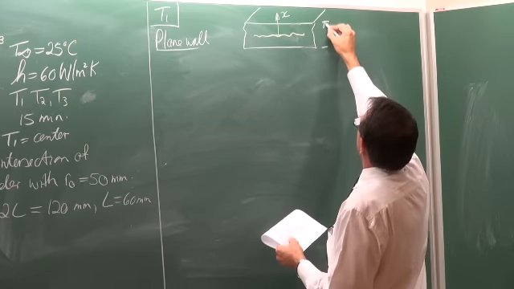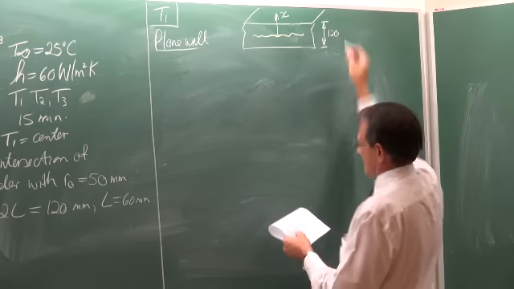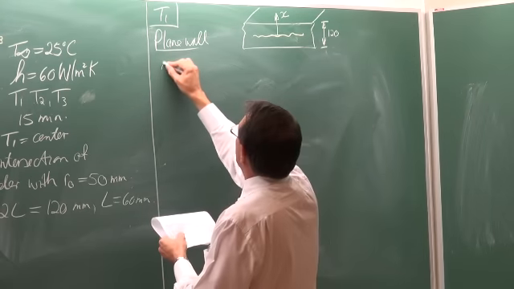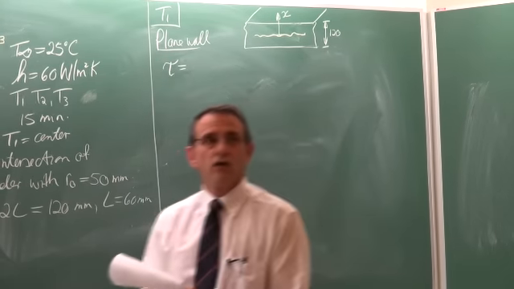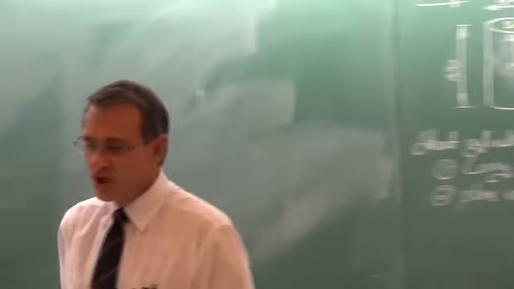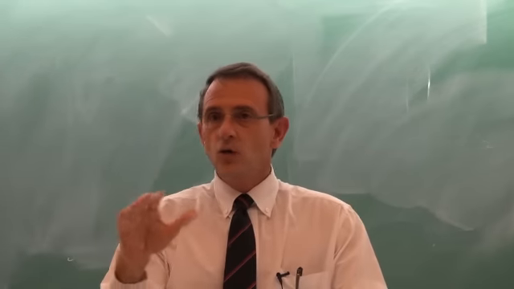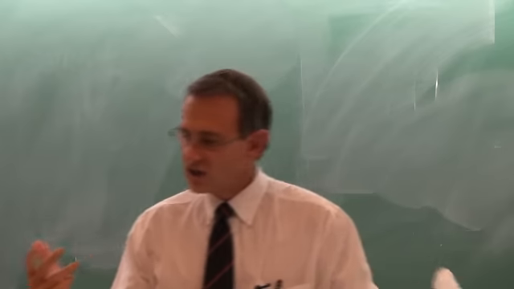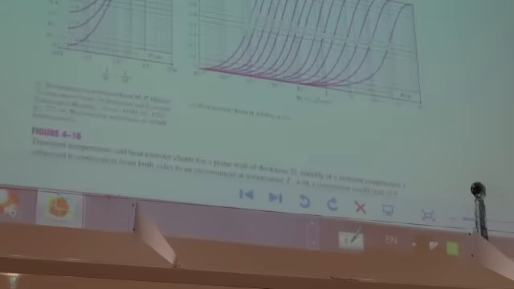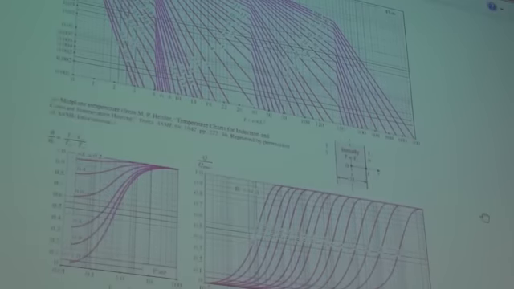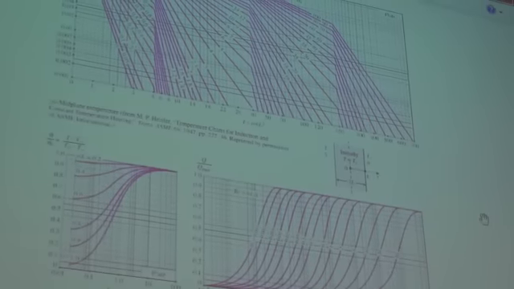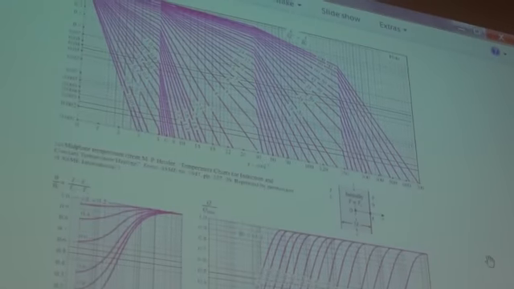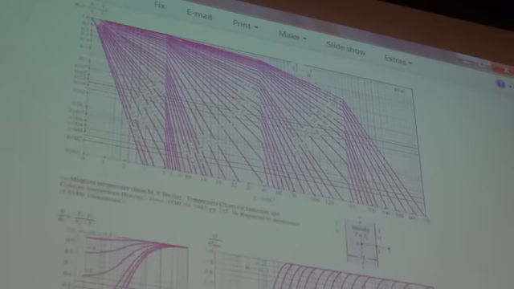Okay. So if that is equal to 120 millimeters, then there are two approaches that we can follow. We can firstly use the Fourier series, where we use only the first term, or we can use the Heisler charts. I'm going to use the Heisler charts today. And if you look at them, there are three charts.